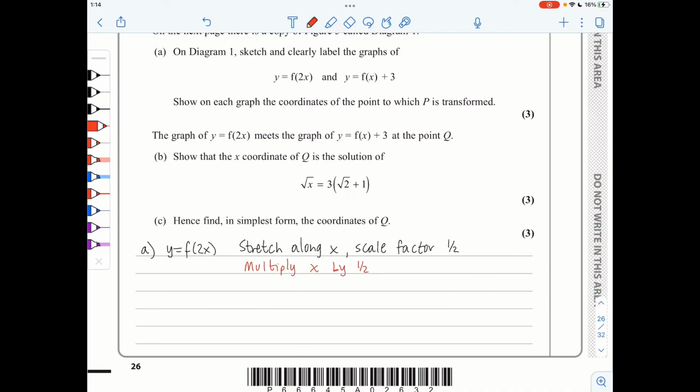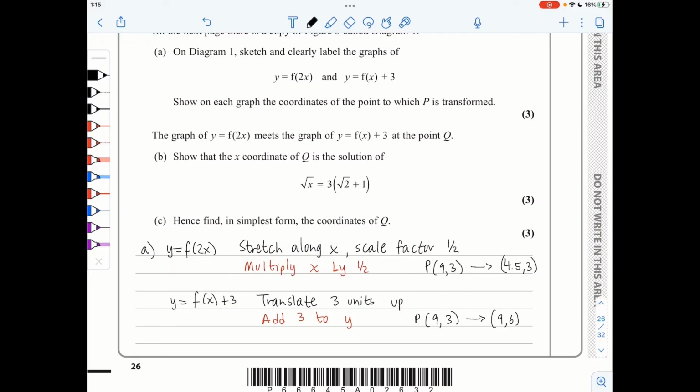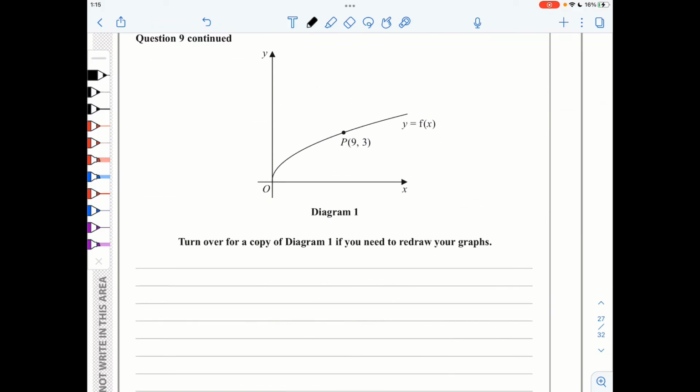It means that the point P 9, 3 will go to 4.5, 3, and for y is f of x plus 3. It's a vertical translation by 3 units, so translate 3 units up, which means add 3 to y, and therefore the point P 9, 3 will now go to 9, 6. So we need to still sketch this. So we need to go to diagram 1 here. The graph of f of 2x will be something like this.